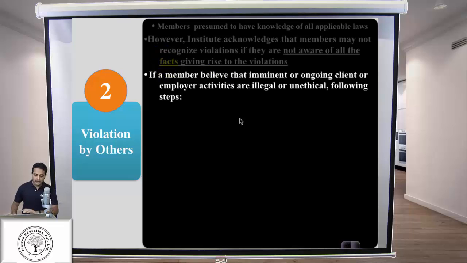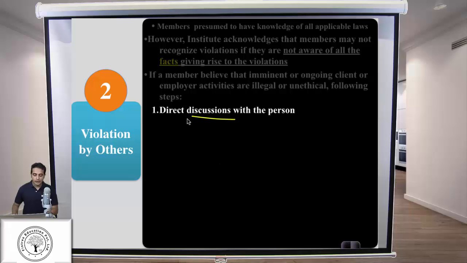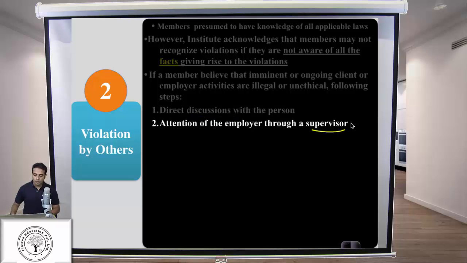Next one. If a member believes that imminent or ongoing client activities are illegal, then you have to follow these steps. So if you get to know that someone is doing wrong, then what do you do? Step number 1, go and talk to that person and tell him that what he is doing is currently in violation of the code of standards, or maybe it's illegal. Step number 2, go to your supervisor. In this step, you can also go to the legal counsel. Most of the investment banks will have a separate legal division. So you can go to the legal counsel and tell them, see, this is what is happening, what should be done.